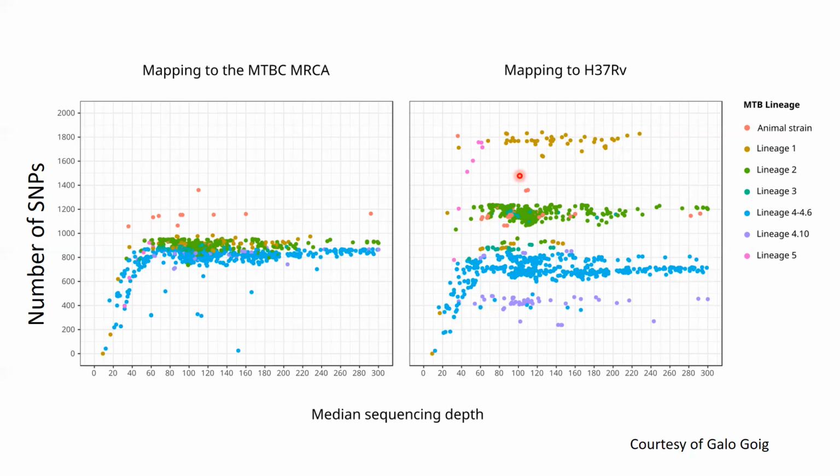H37Rv belongs to lineage 4, as you might know. As you see, the number of SNPs recovered varies quite a bit from lineage to lineage. This is not so important if one is interested in mutations that have occurred in a recent evolutionary time, for instance, the mutations that confer resistance to antibiotics. However, if one is interested in mutational events that happened far back in the past history of the MTBC complex, we should be using the reconstructed ancestor.